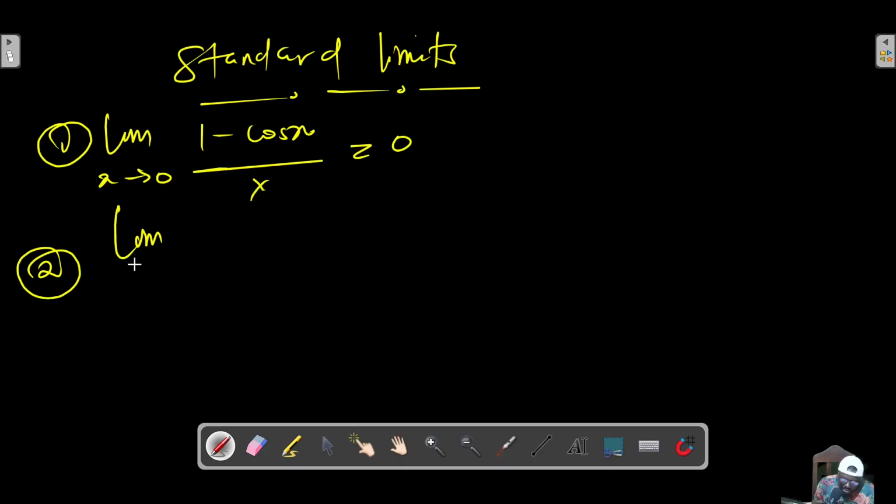So the limit as x approaches 0 of sine x on x is equal to 1.